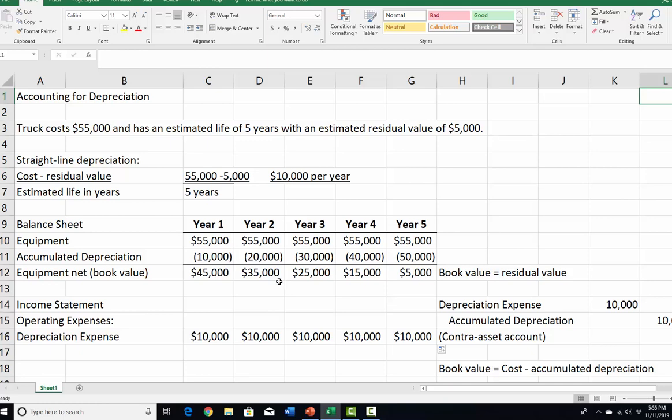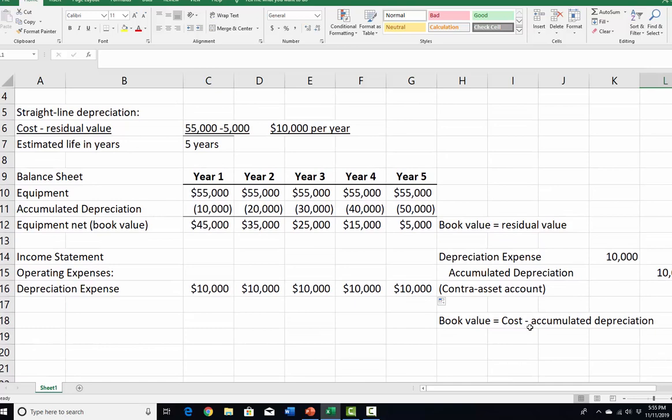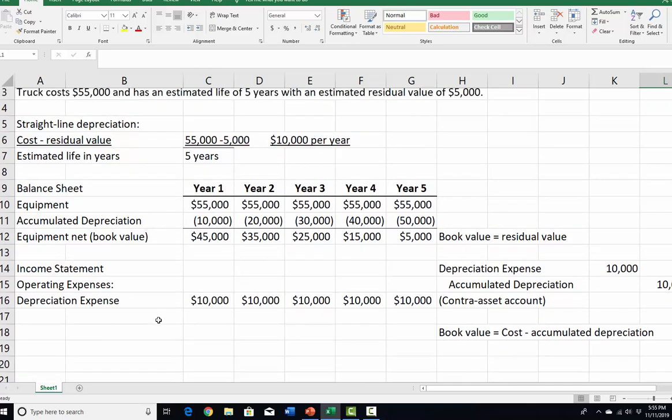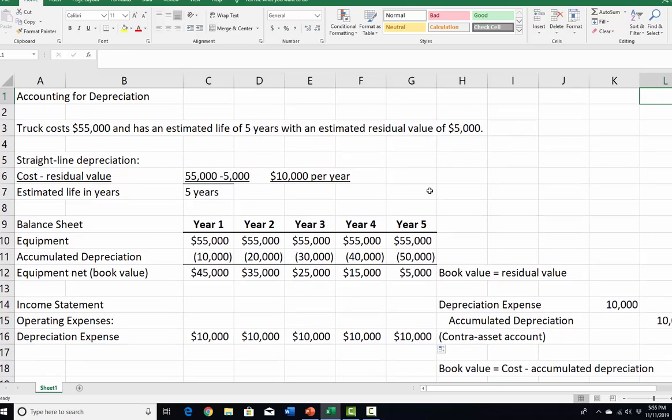All right. Let me give you one other term. So remember, book value is equal to cost minus accumulated depreciation. Sometimes we call this depreciable cost, okay, or sometimes depreciable basis. So depreciable cost equals cost minus residual value.